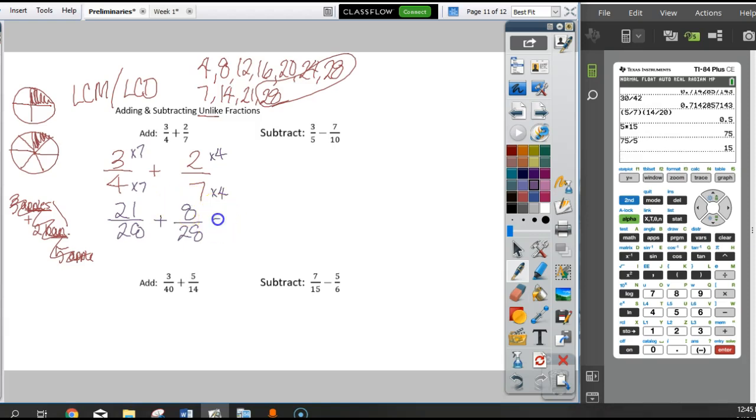We add across the top, keep our denominator the same, and there's our new fraction. Cannot be reduced, so we don't need to worry about it.